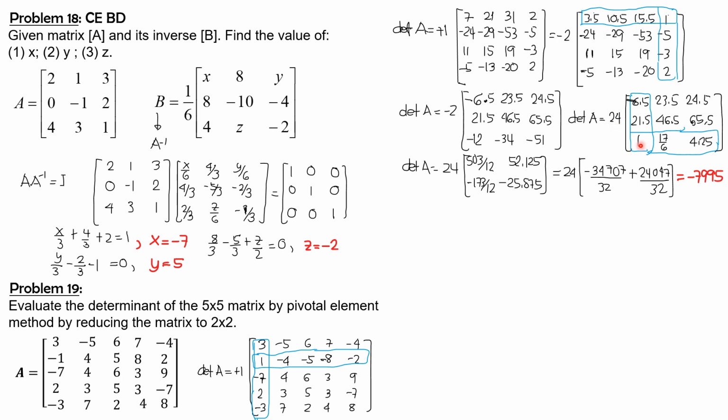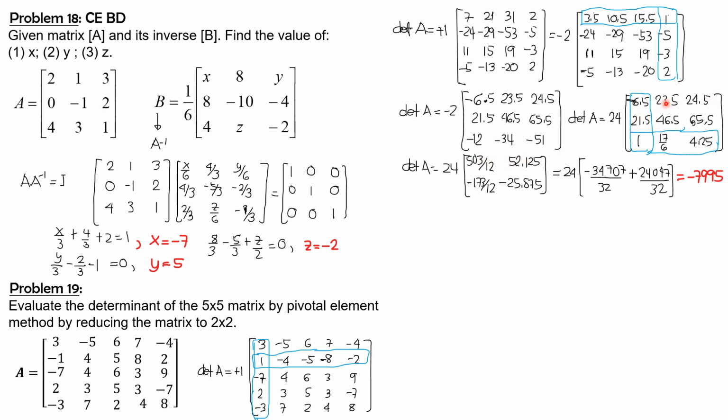So negative 12 over negative 12 is 1. Negative 34 over negative 12 is 17 over 6. Negative 51 over negative 12 is 4.25. So this is the pivot element. Let's reduce it to 2 by 2. I'll just explain how to obtain the new elements here.